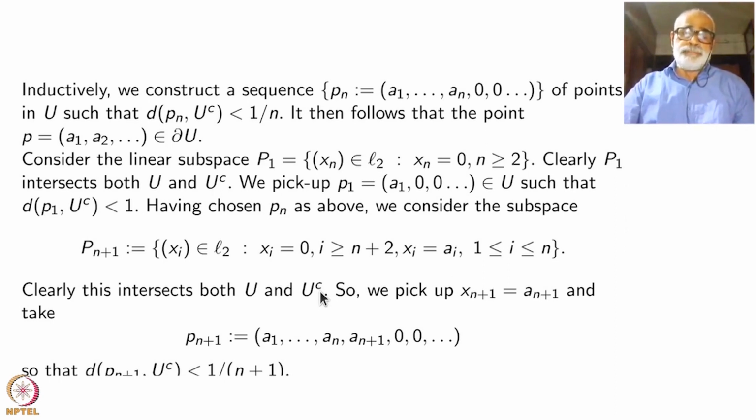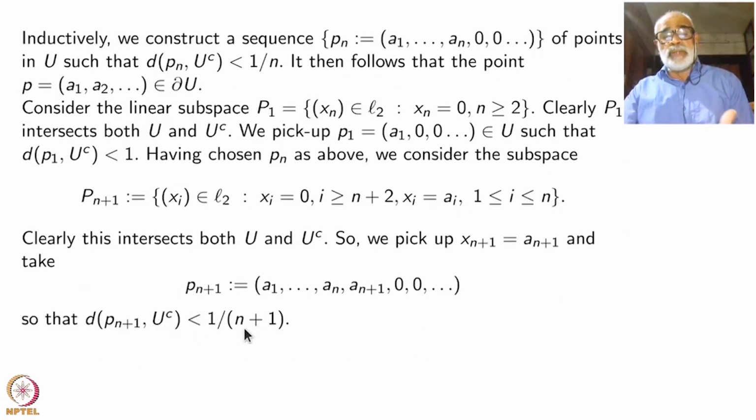So we pick x(n+1) equal to a(n+1) and take P(n+1) equal to that point, such that this distance is small. All that I have to do is intersect this line with U and the complement of U. So work inside the real line to get such a point. That's all.